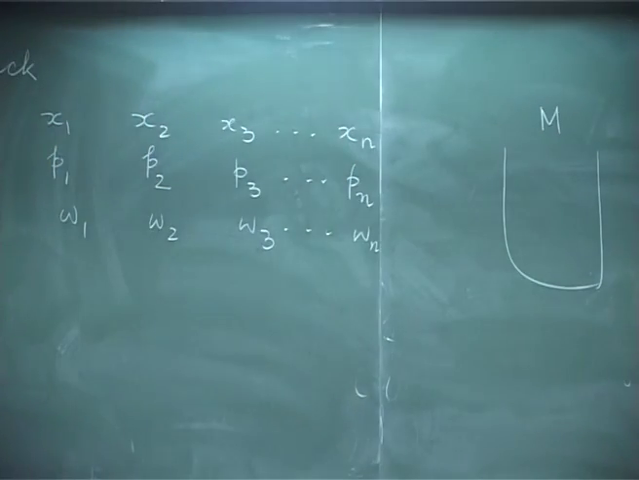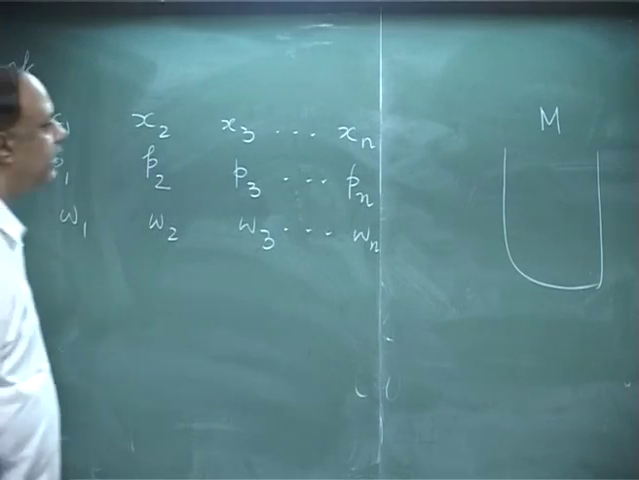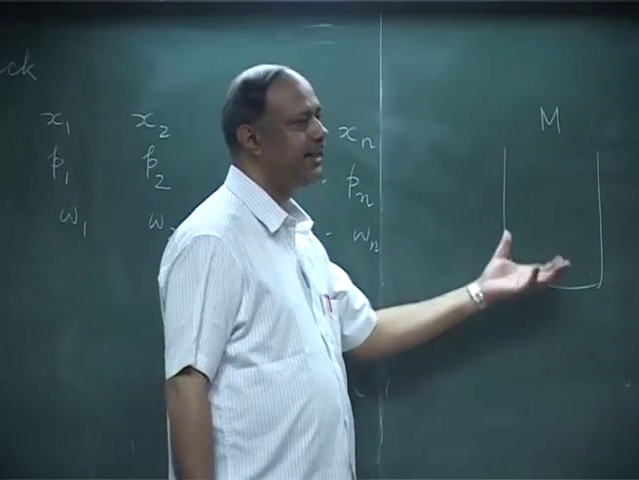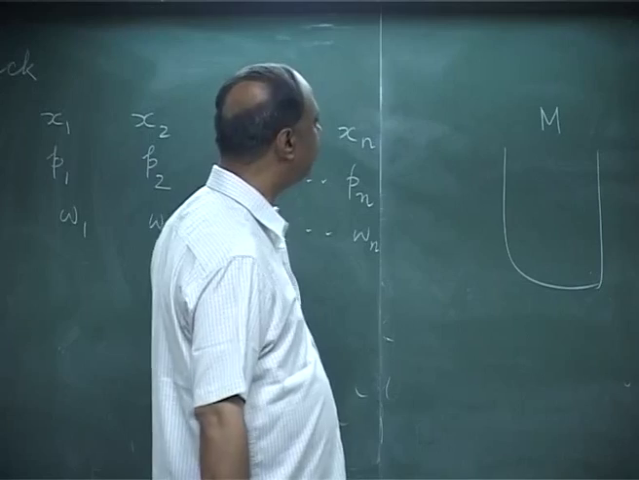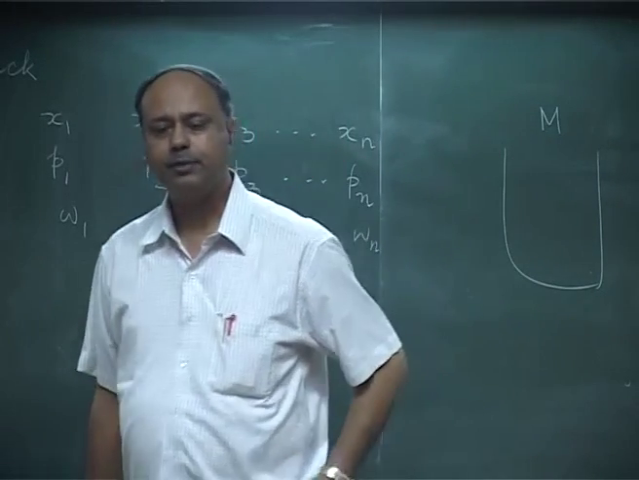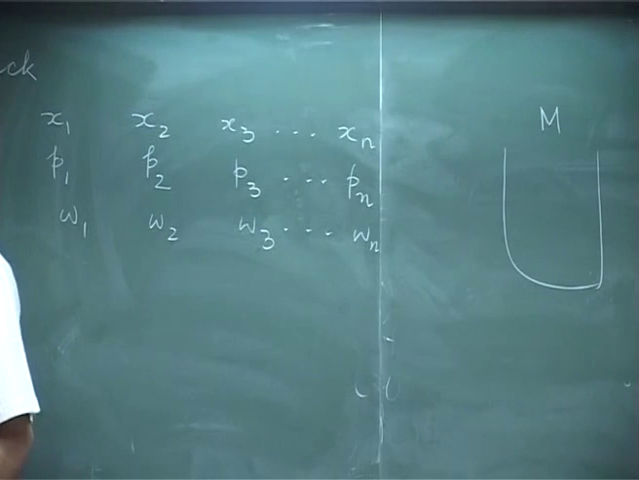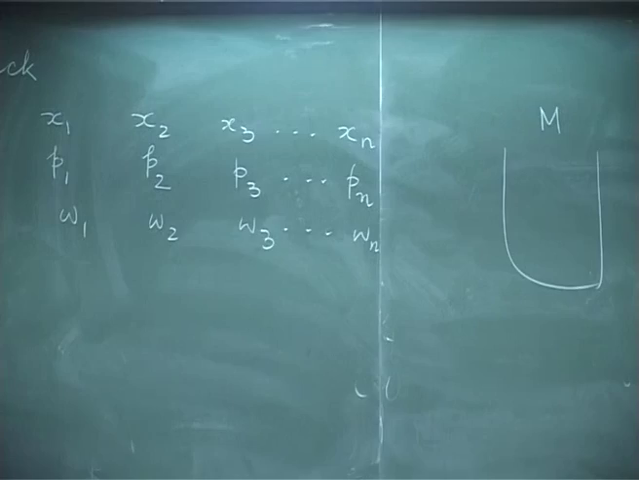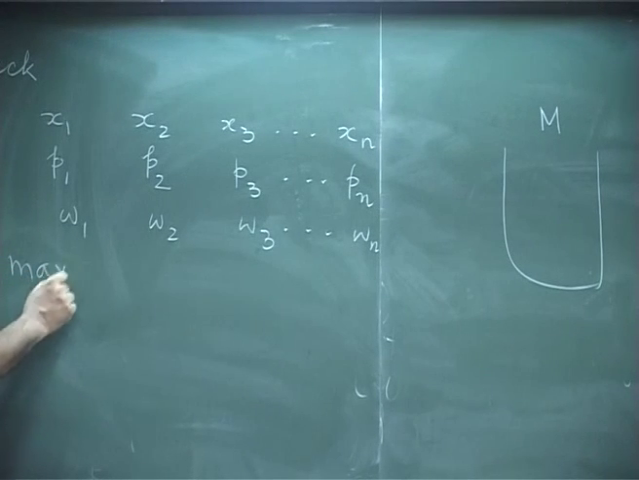Now one thing should be clear to you: if my bin is not full, then I should take some more items from here and put them into the bin, so that I earn a little more profit. Okay. So I can write this problem as a maximization.